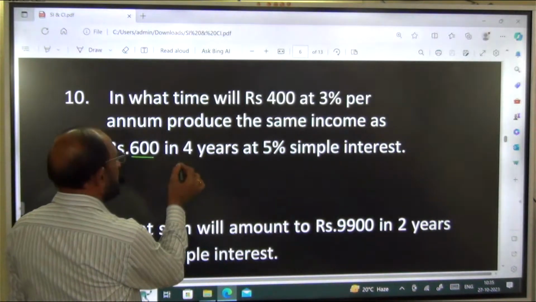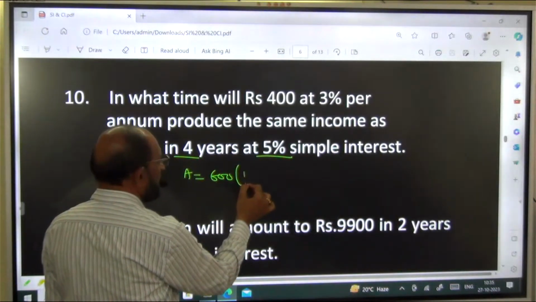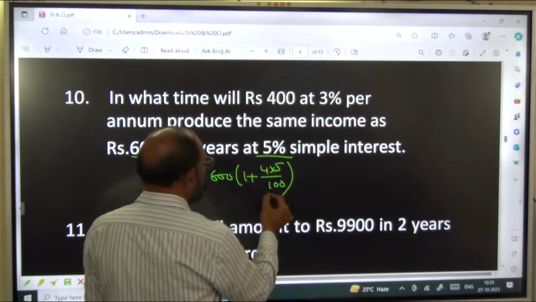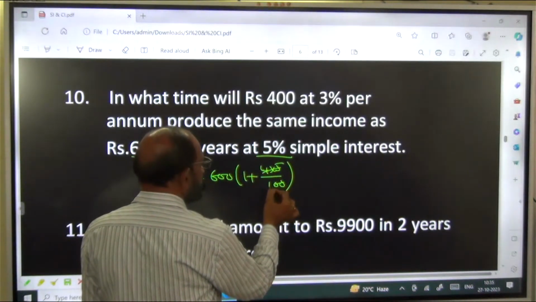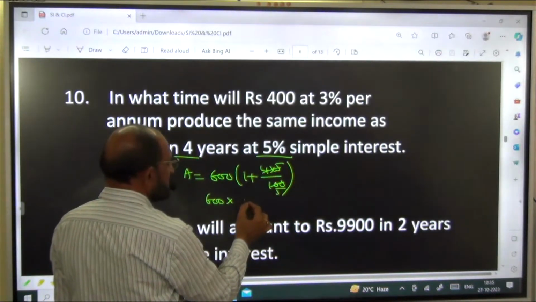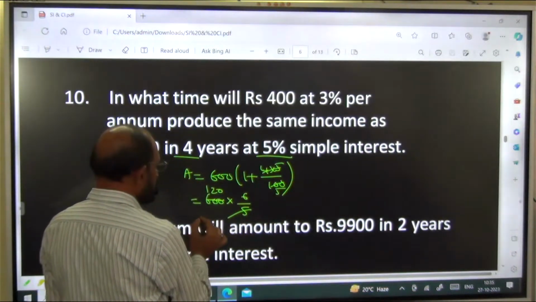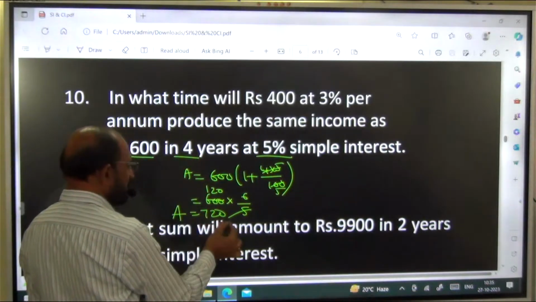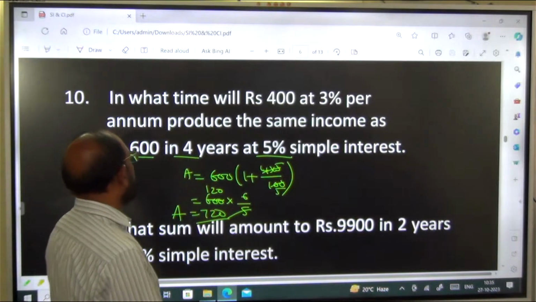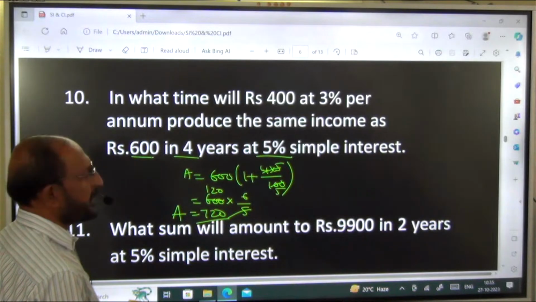For this one, amount is equal to P into 1 plus TR by 100, which is 4 into 5 by 100. 4 fives 20, so 1 plus 1 by 5 is 6 by 5. So 600 into 6 by 5, that is 720. Amount is equal to 720, or interest is equal to how much? 120.